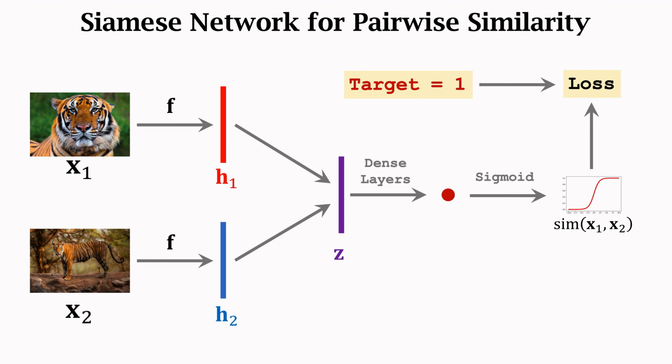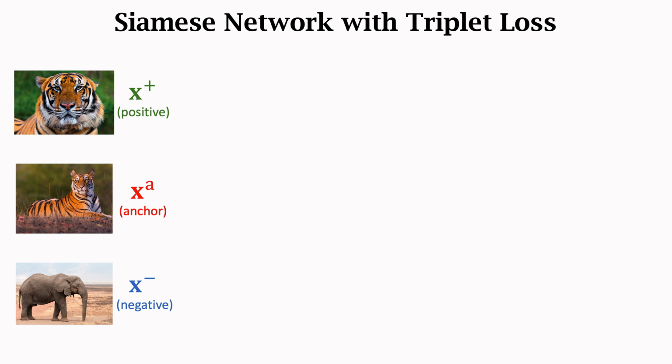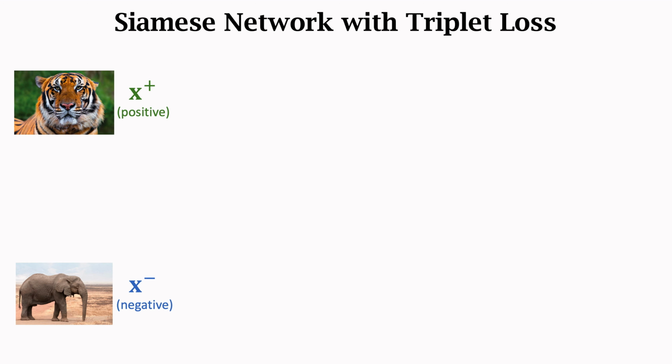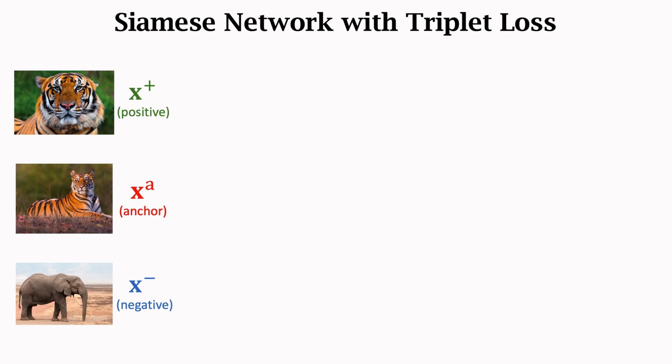Define the loss function as the difference between the prediction and the target. The goal of training is to minimize the loss, equivalently making the prediction closer to the target. In this way, the learned neural network can predict the similarity between the two inputs. The other way of training the Siamese network is to use the triplet loss. Each time, select 3 images as inputs. They are the anchor XA, the positive sample X positive, and the negative sample X negative.